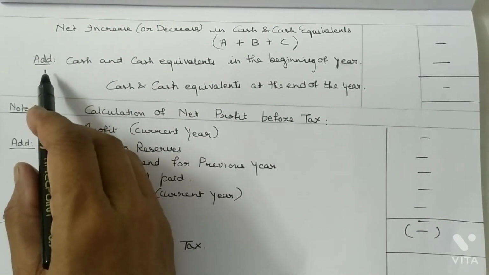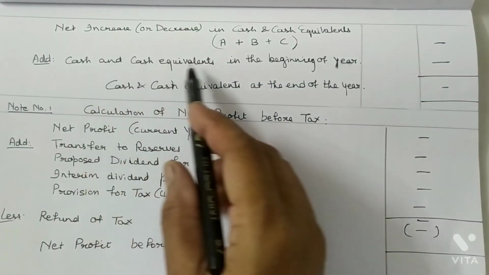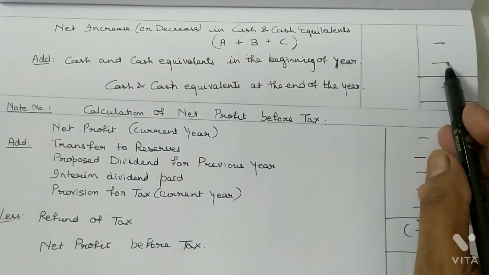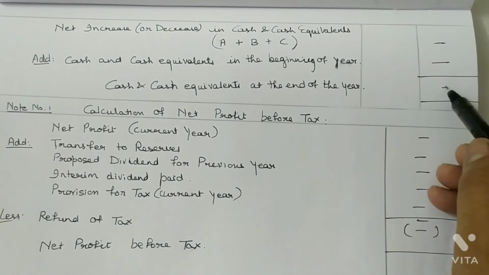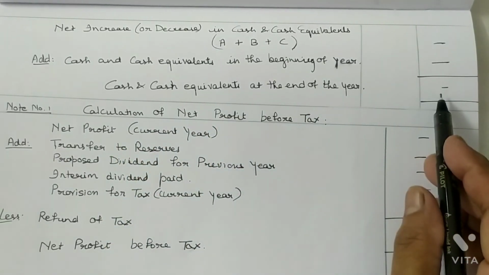Then you have to add cash and cash equivalent at the beginning of the year. Then this is cash and cash equivalent at the end of the year.